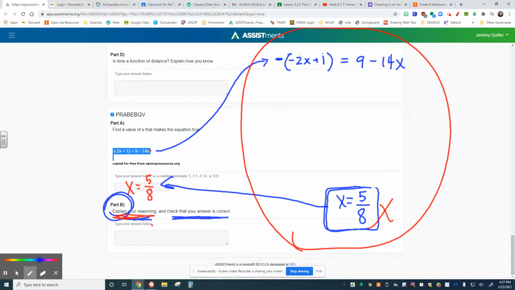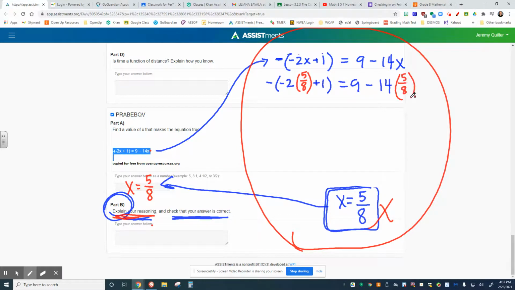In that substitution, I still have the negative sign, the -2, the 1, the 9, the minus, and the 14. What I have to change here is I'm making a claim that x is 5/8, and so anywhere that I see x, I need to substitute that value, 5/8, into the original equation. And you'll notice that I'm not trying to solve for x. I am simply substituting to see if I am right.